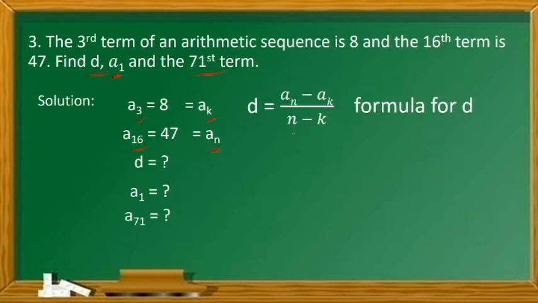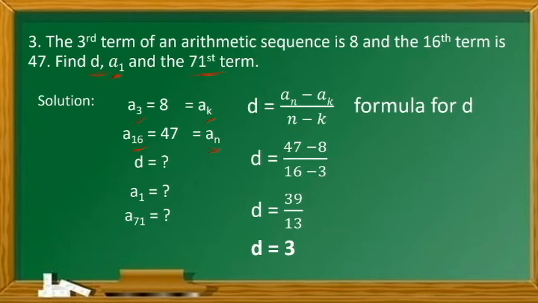So now we substitute it to the formula. Then we have d is equal to 47, which is a sub n, minus 8, which is our a sub k, divided by 16, which is the value of n, minus 3, which is the value of k. So if we simplify this, we have now d is equal to 39 divided by 13. 47 minus 8 is 39. 16 minus 3 is 13. So the value of d now, or our common difference, is equal to 3.